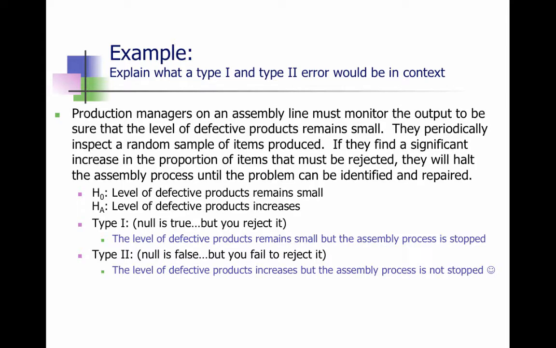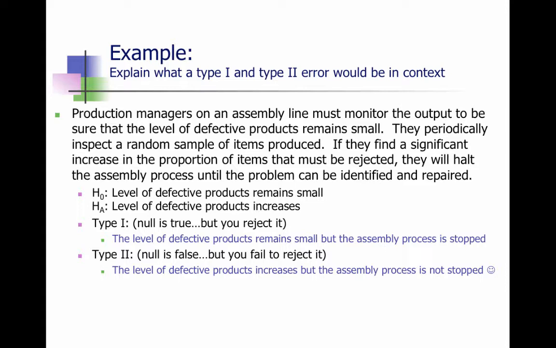For example, production managers on an assembly line must monitor the output to be sure that the level of defective products remains small. They periodically inspect a random sample of items produced. If they find a significant increase in the proportion of items that must be rejected, they will halt the assembly process until the problem can be identified and repaired.